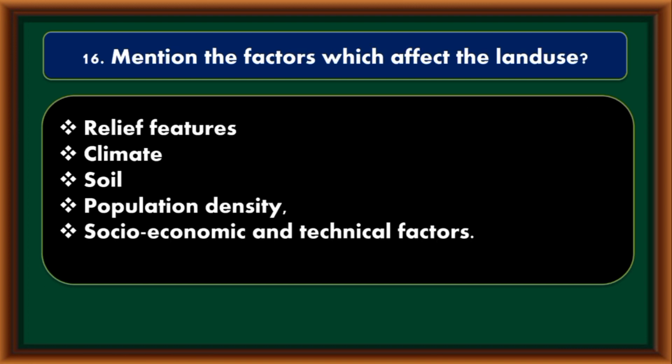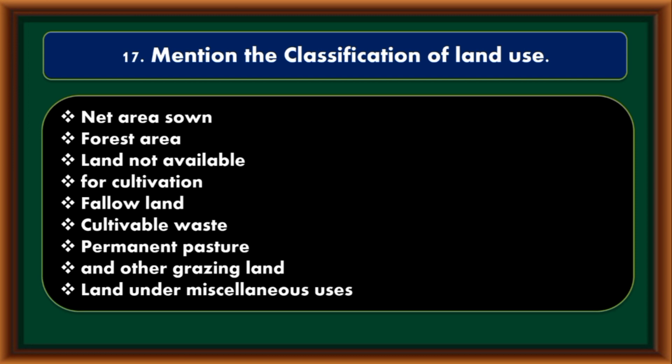Mention the factors which affect the land use: relief features, climate, soil, population density, socio-economic and technical factors. Mention the classification of land use: net area sown, forest area, land not available for cultivation, fallow land, cultivable waste, permanent pastures and other grazing land, land under miscellaneous uses.